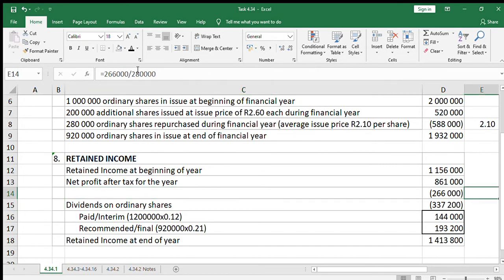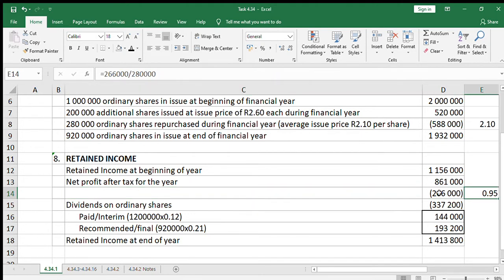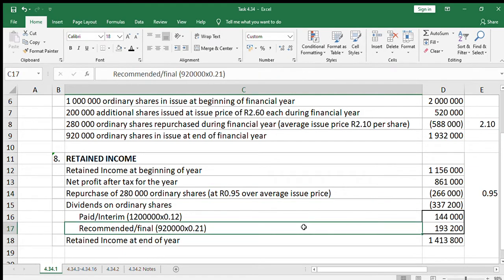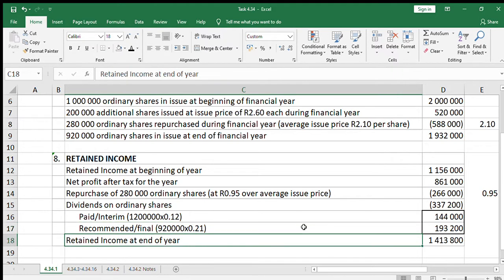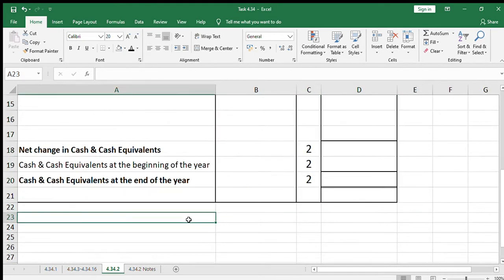So we'll take 266,000 divided by the 280,000 shares which were repurchased to get the answer of 95 cents, being the amount over the average issue price. Okay, so that would be the first part of the question done. So task 4.34.1. In 4.34.2, we actually have to use a cash flow statement.